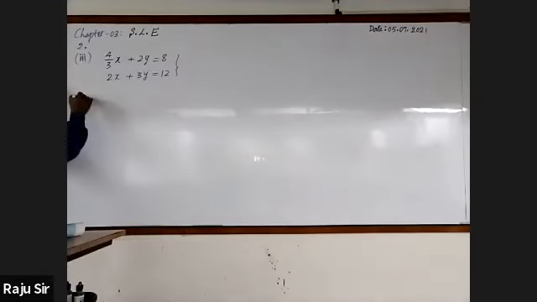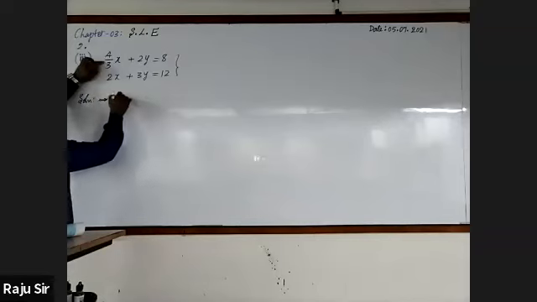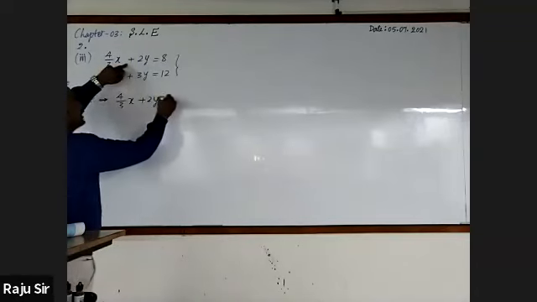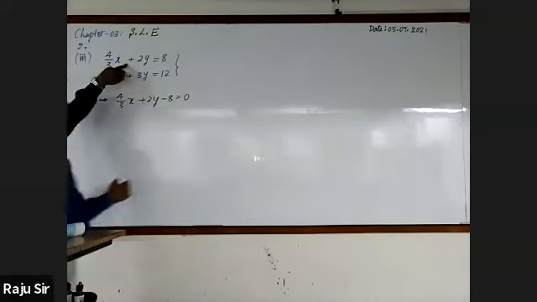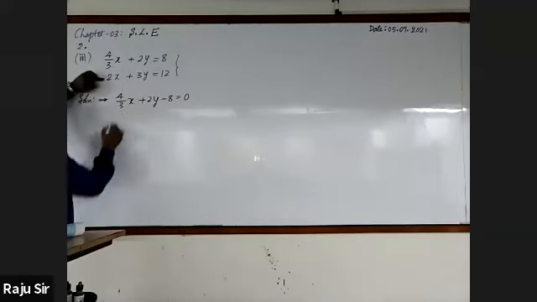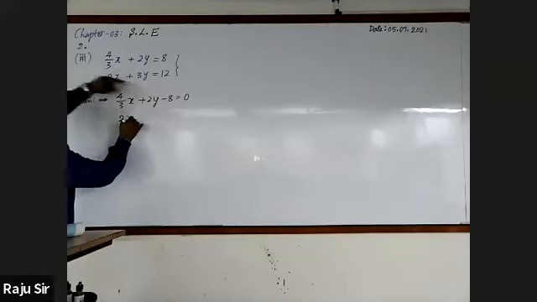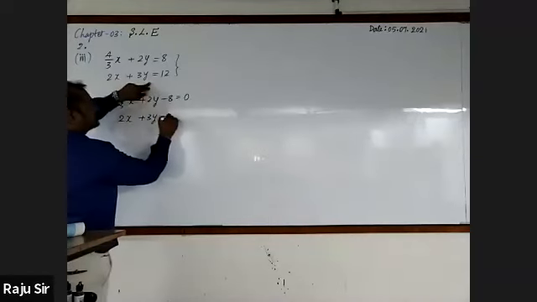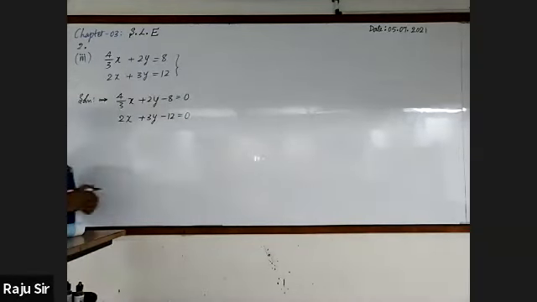First, let me write the given equations in standard form. This 4/3 into x plus 2y, transfer 8 to the left hand side, it becomes minus 8, that is equal to 0. Second equation is 2x plus 3y. Transfer 12 to the left hand side, it is minus 12, which is equal to 0.